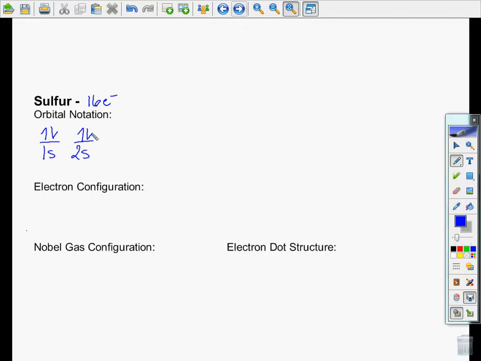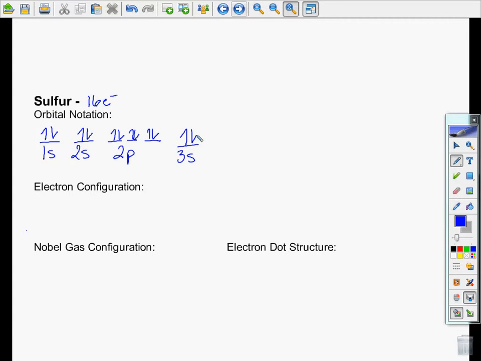2p. We're still in the second shell, p orbital. Okay, now, this is where we do our up arrows first, then we go back and do our down arrows. So now we've gotten 10 of our 16 electrons. We filled up the second shell. Now what comes next? Third shell. Which orbital first? 3s. Okay, we filled up 3s.